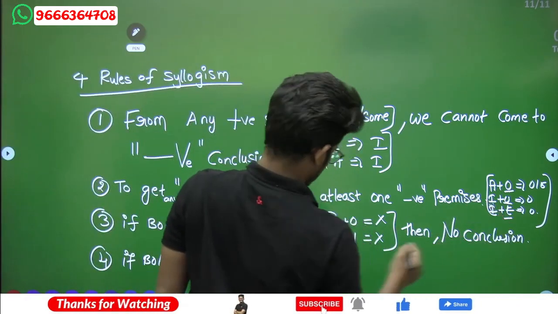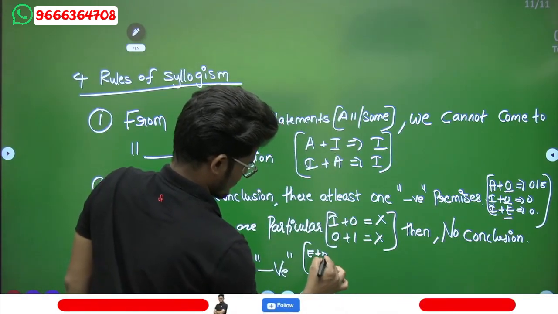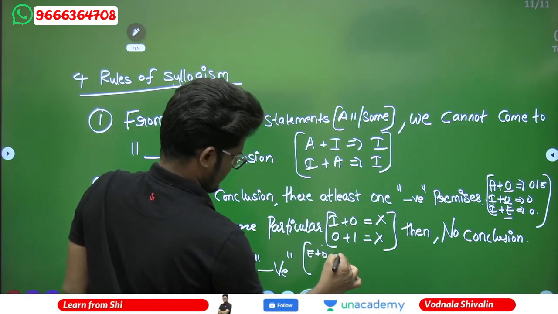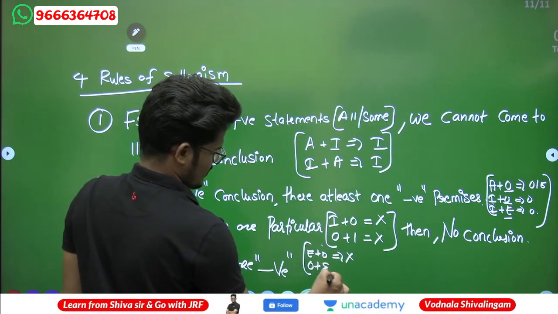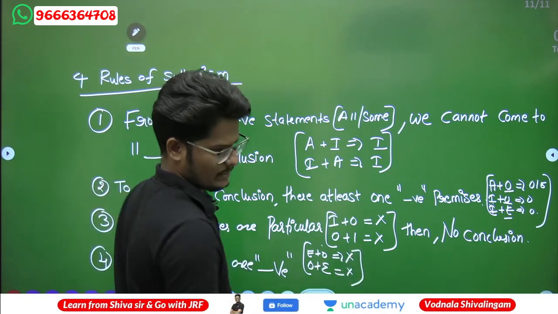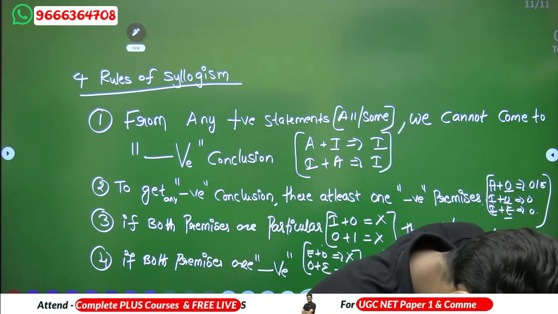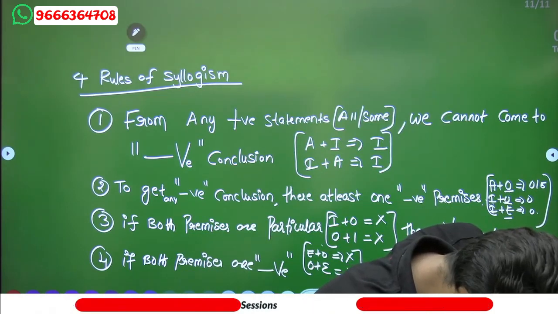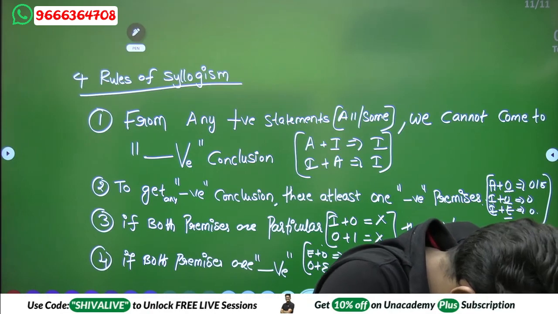I told you this situation. E is negative, O is negative. Right, from this no conclusion can be drawn. All are doubtful only. And O and E, when both are negative, no conclusions can be drawn over here. No conclusion can be drawn from the given premises. Negative plus negative, actually it should give a positive one, but no conclusion is possible.